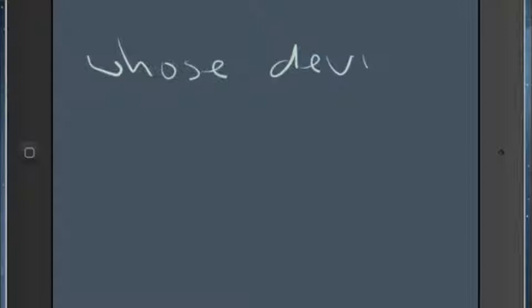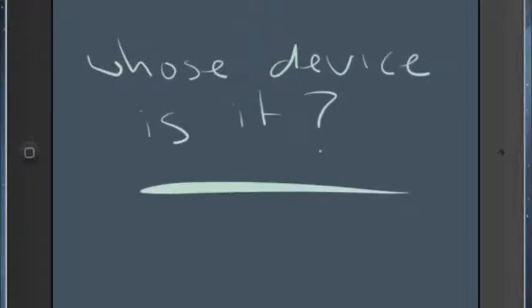Whose device is it? This is a really challenging question, because obviously the legal answer is it's their device. It's their device, whether they're in school or not. But what your policy needs to make clear is that when that device is in school, being used for school purposes, you have some sort of control over it.